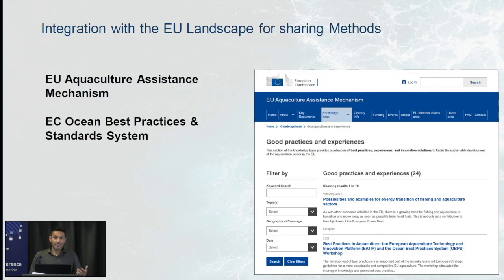Apart from that, there are many things happening in Europe right now, and there is a need for integration as well. Just to cite two, this is the European Union Aquaculture Assistance Mechanism, you have the screenshot there. They are compiling methods and best practices related only to the aquaculture sector. The other one is the European Commission Ocean Best Practices and Standards System, which is right now on the way of being produced, but at the end of the day will contain those methodologies, best practices and standards that the European Commission would be ready to endorse to be widely used in Europe. So the question here is how this network will interact with these end users, and whether they could also be nodes in the network. There is a lot of groundwork to do here in the future.